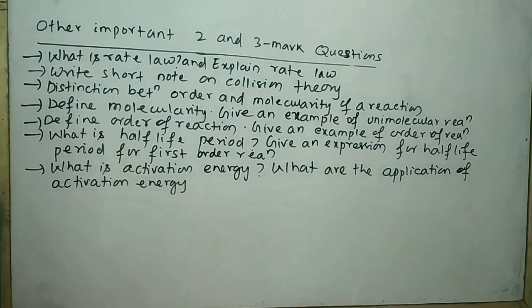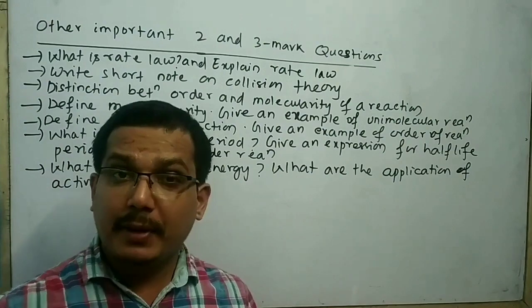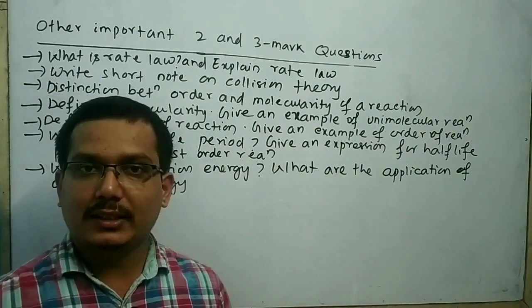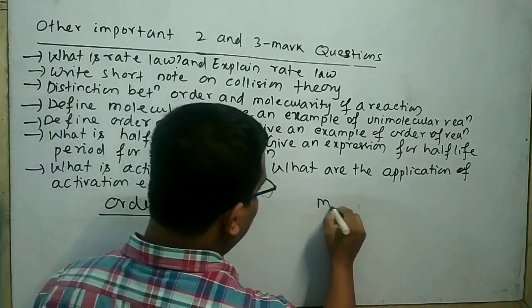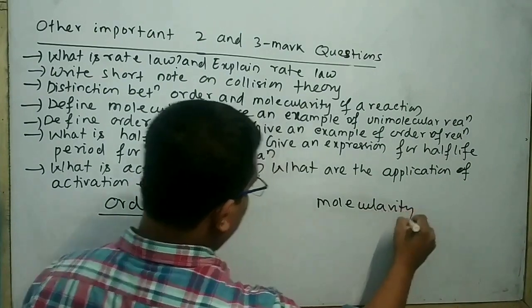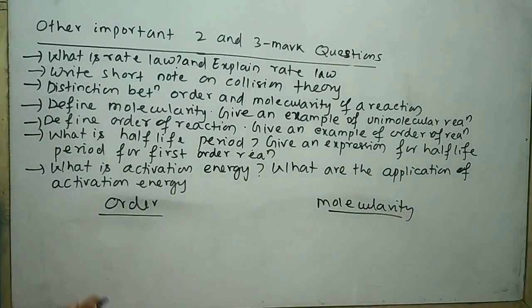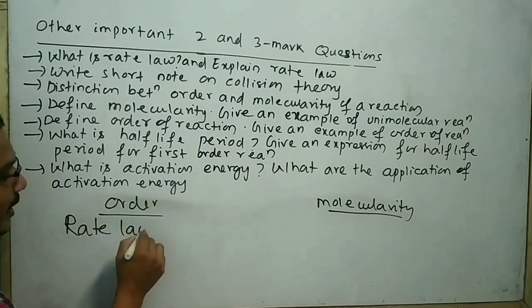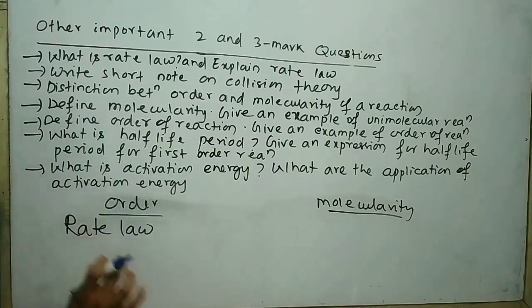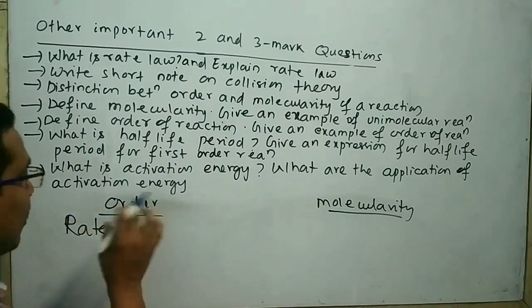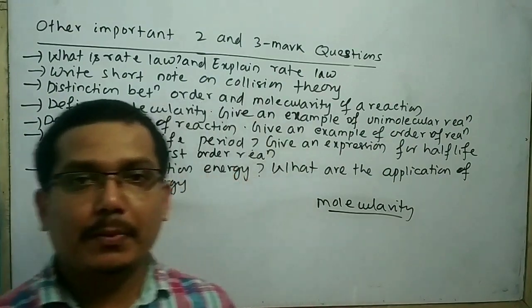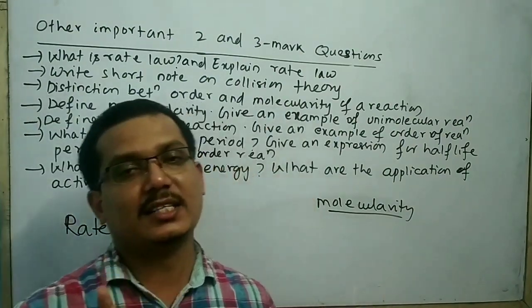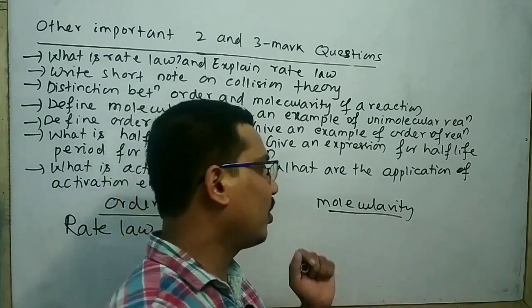Next question is the distinction between order and molecularity of a reaction. It is a very important question, always asked in the annual exam. Now I will explain the distinction between order of reaction and molecularity. Order of reaction completely depends upon the rate law, that is your rate equation. Order of reaction is the sum of the powers of the molar concentrations which are written in the rate law. Molecularity means the number of reacting molecules taking part in a single step of the reaction.